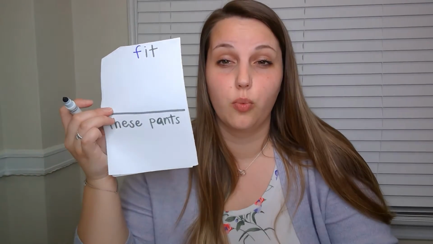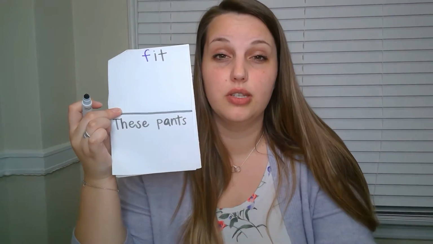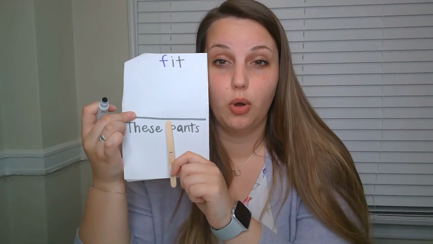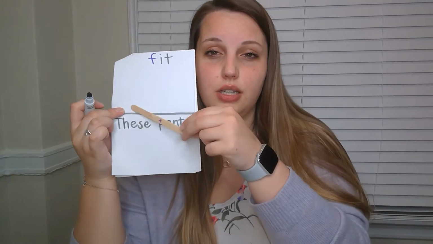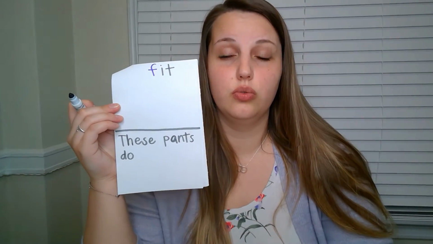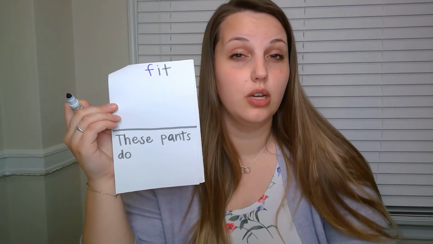Next up, we have a kindergarten word. The word is do. And I forgot to say, I've been using my space bar. I'm remembering to use our space bar. I need to use it horizontally or underneath because I can't fit the word do onto my next line. These pants do not. These pants do not.